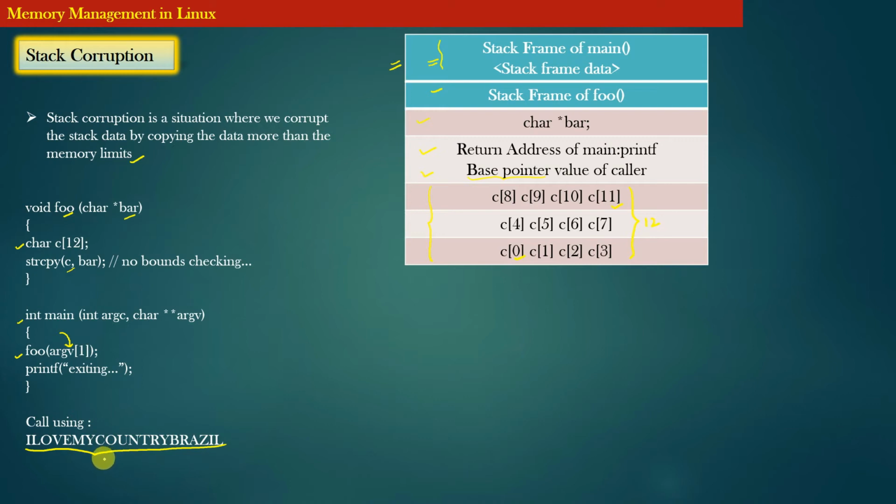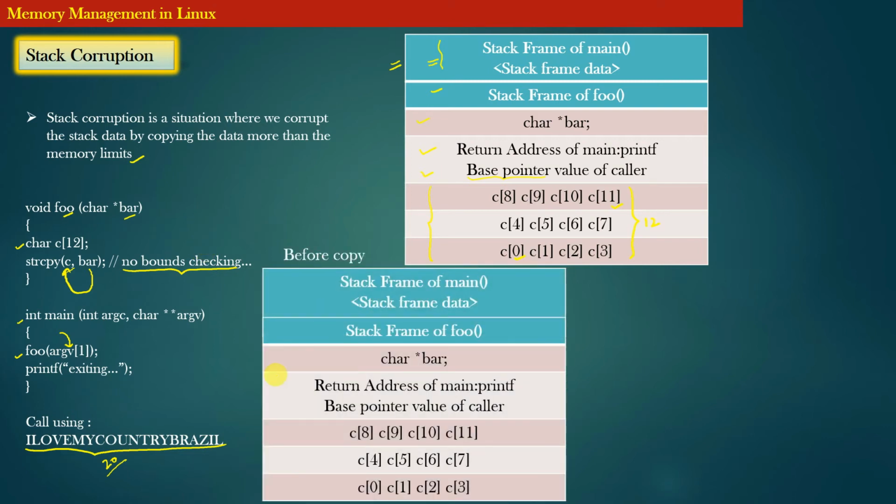You can notice that this string has 20 characters. It means that the size of this string is 20 bytes, right? So basically you are copying 20 bytes of a string into a 12 byte buffer, and you are not even checking whether the buffer in which you are copying the string is sufficient to hold the string or not. This is the snapshot of the stack memory when you have not yet copied the string to this buffer, so this is before copy.